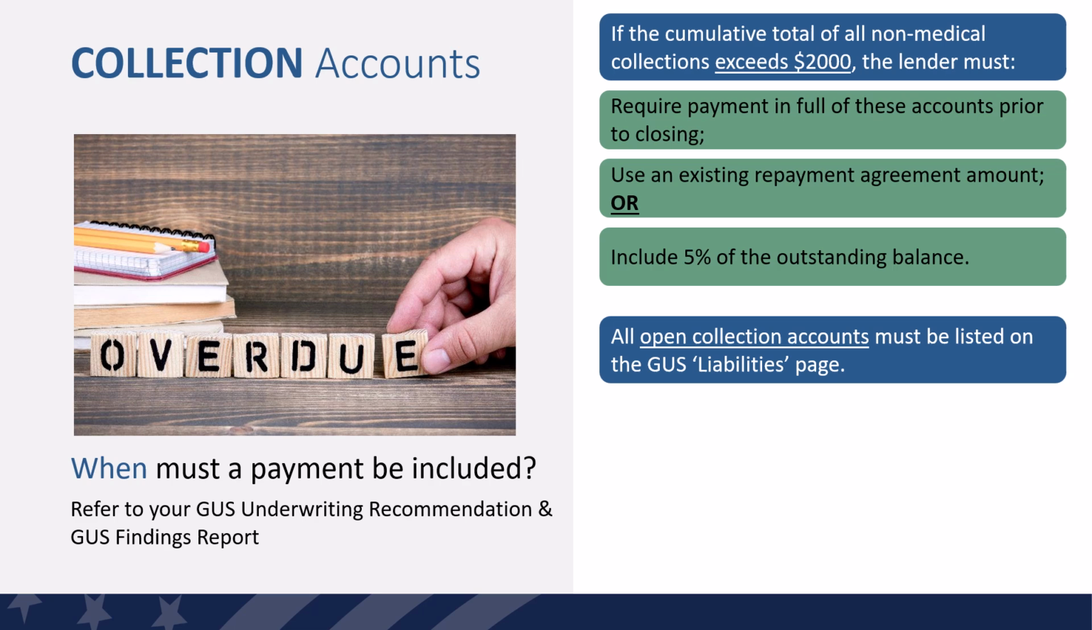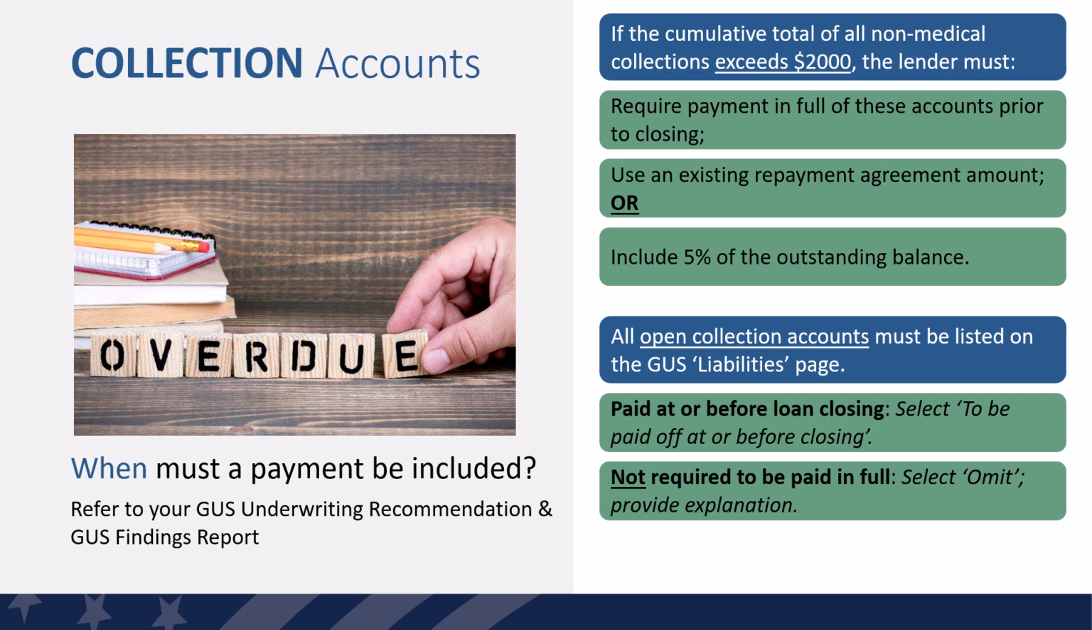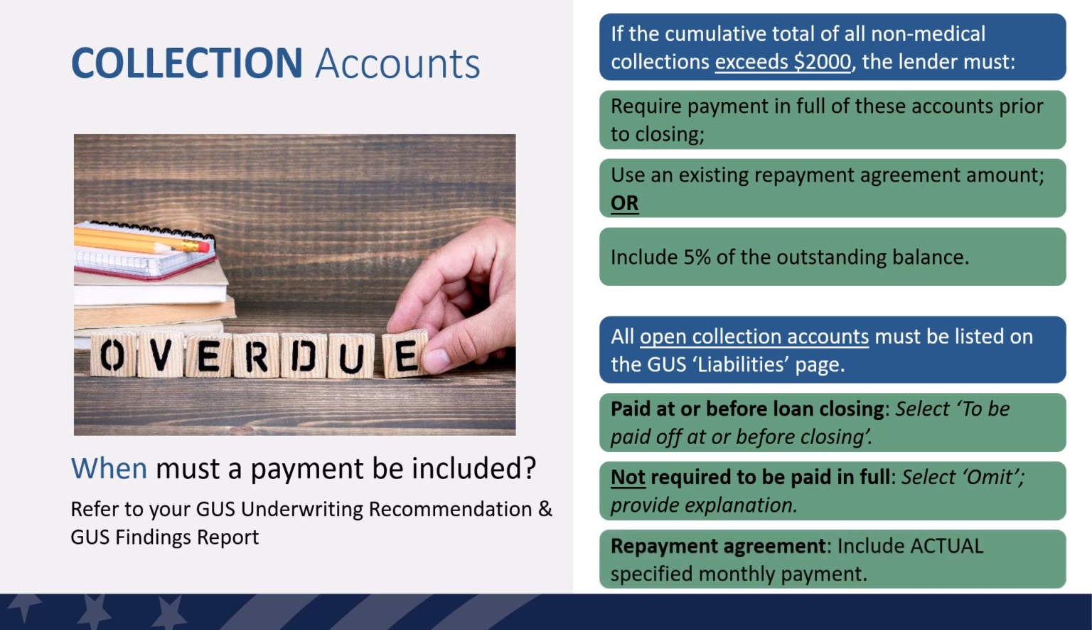When completing the GUS data entry for collections that will be paid at or before loan closing, lenders should select the checkbox that states to be paid off at or before closing. If the collection is not required to be paid in full, the lender should select the omit checkbox and provide an explanation in the additional data entry pop-up box as to why the debt will be omitted from ratio consideration. If a repayment agreement has a specified monthly payment, include that amount. Do not simply enter $1 in the monthly payment data field. You must enter the actual payment amount.